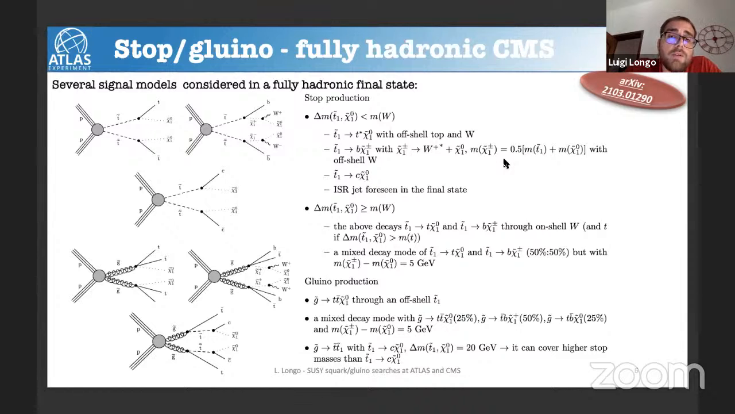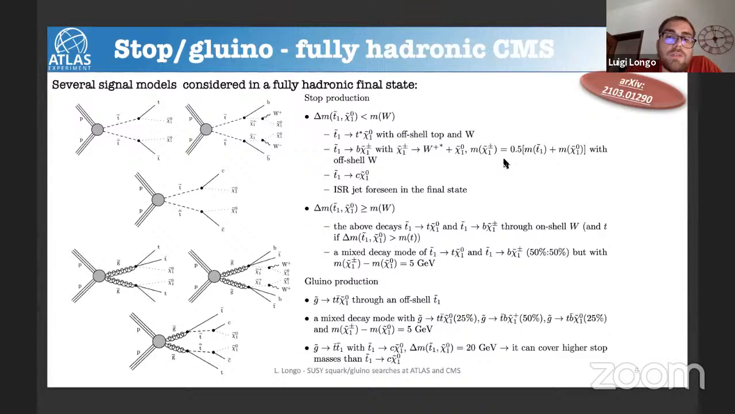In the case where the mass splitting, the mass difference between the stop and neutralino, was lower than the W mass, the possible decay of the stop to a charm and neutralino was also considered. For the case where we have instead a mass splitting higher than the W mass, a mixed decay mode was also considered, where one stop decays to a top and neutralino or to a b and chargino, with a branching ratio for the two decays of 50%.